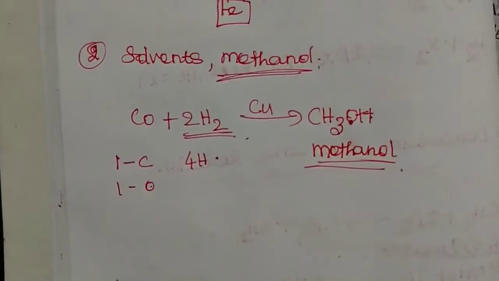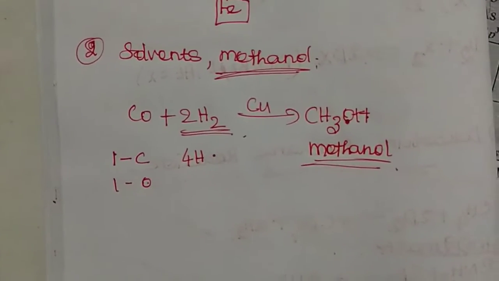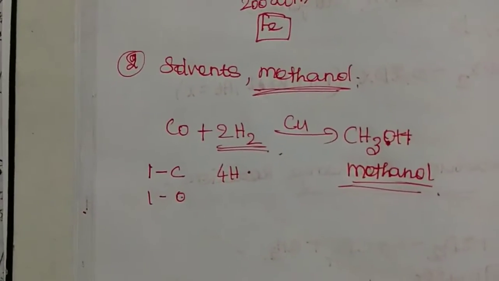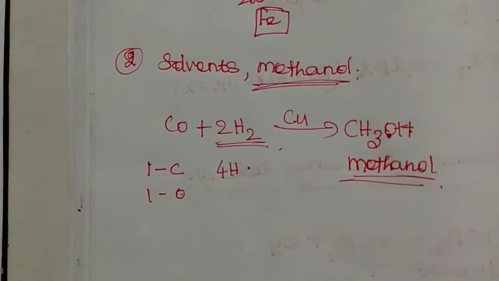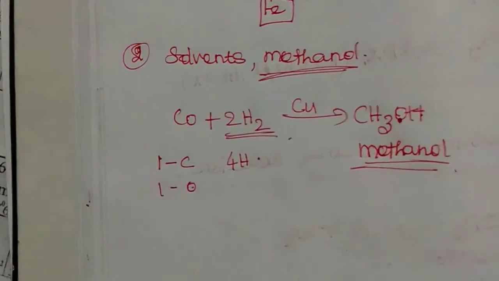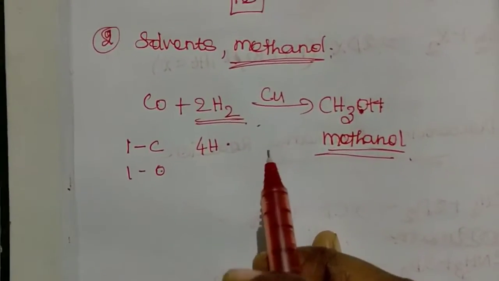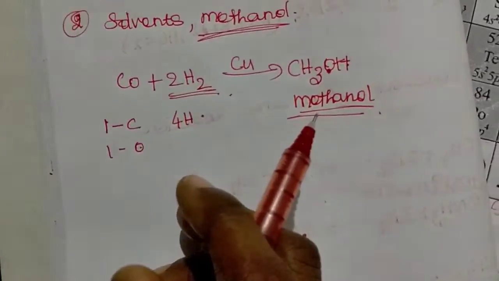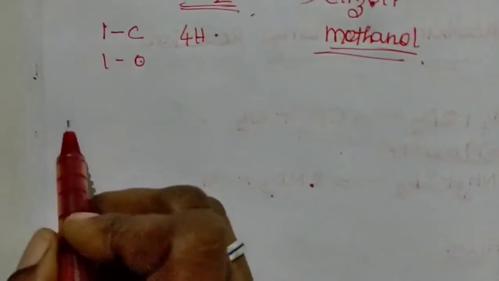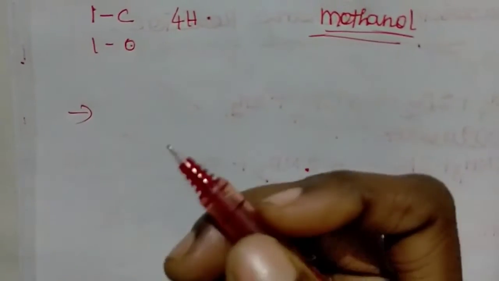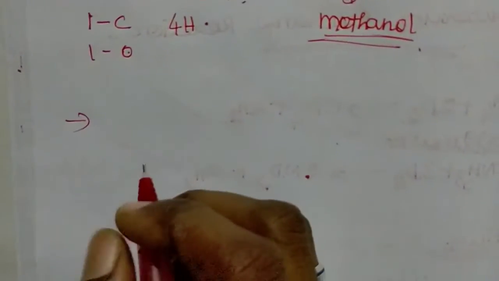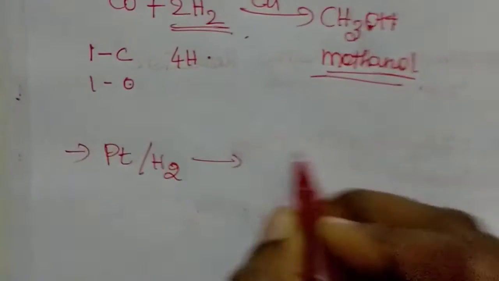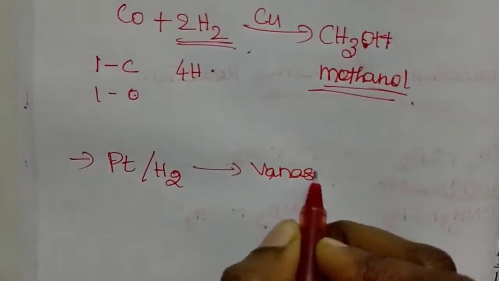Third use, the unsaturated fatty acids or fatty oils can be converted into saturated fats, like we already learned in the addition process. Like that, vanaspati we use in our domestic uses. To prepare the vanaspati, unsaturated fatty acids are converted into saturated fatty acids. That means vanaspati is formed with the help of the reducing agent platinum and hydrogen.